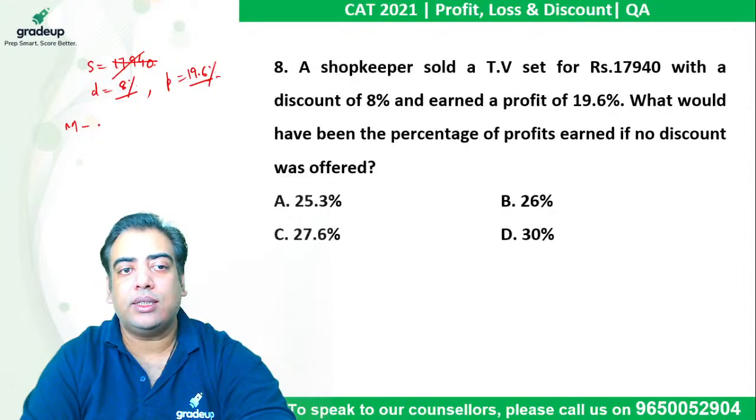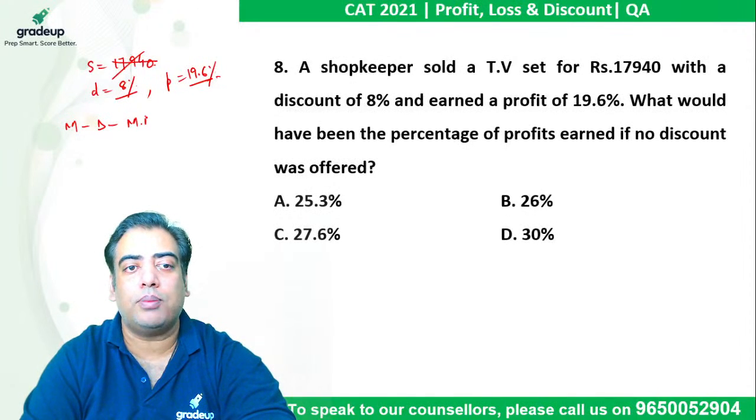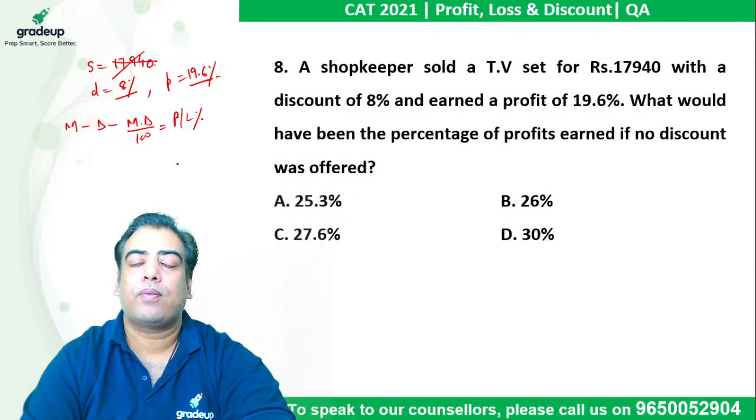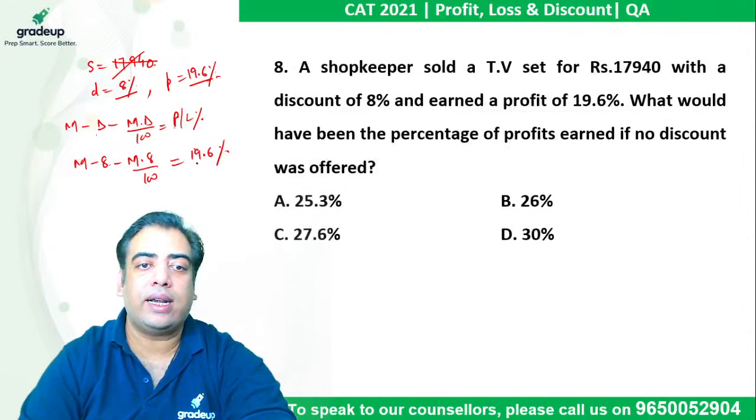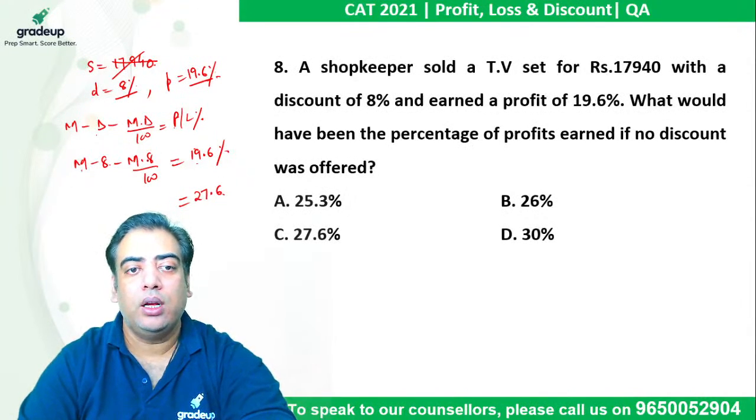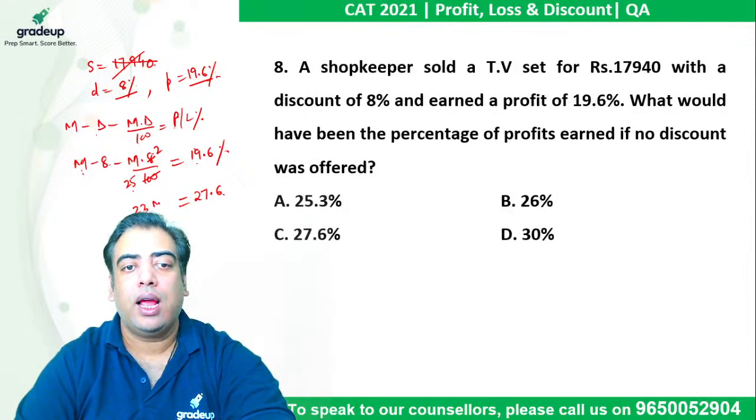So markup percentage minus discount minus M into D upon 100 is always equivalent to your profit or loss percent. So the values of D and profit are given to me. So M minus 8 minus M into 8 upon 100 equals 19.6%. So this 8 will get added to 19.6 and the right hand side becomes 27.6, and the left hand side comes out to be, 4 into 25 is 100, M minus 2M upon 25 is 23M upon 25.